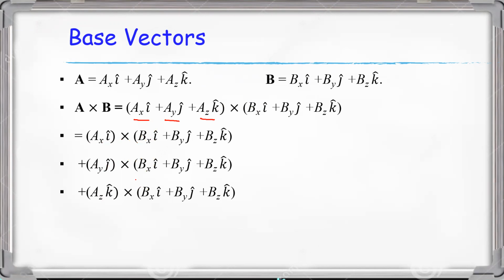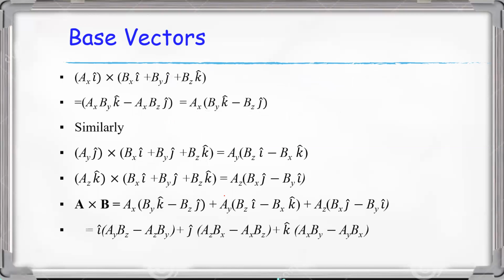We find the terms one by one. First we evaluate this one, and secondly this one, and lastly this one. Okay. First we take the product AxI cross product with B. Then look at this product. That is, what will happen?